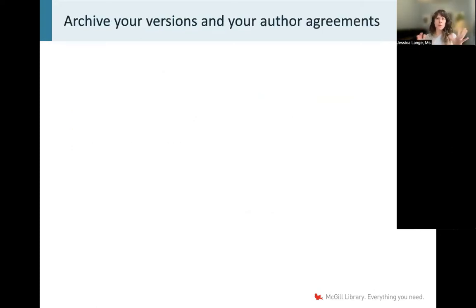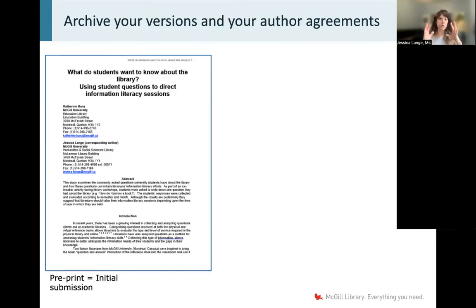Now, I keep mentioning the version of your article. You're allowed to do certain things with certain versions of your article. So I want to talk about what those versions are. When you first go to submit to a journal, that article is called your preprint. So you've written your article, you've sent it off to a journal, that's your preprint. It's considered the first version of your manuscript.